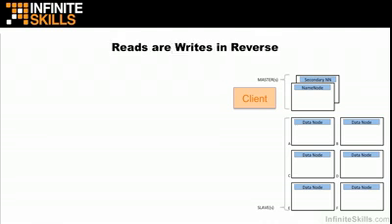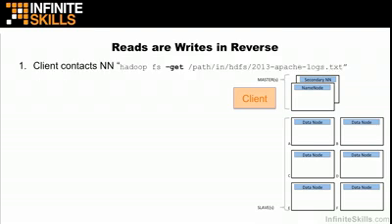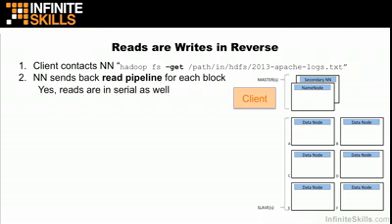Think of reads as writes in reverse. The client contacts the name node, this time with the get operation, to a specific path in HDFS. Again, this path right here, path in HDFS, exists only in the name node's memory. It is no specific directory on the name node or the data nodes themselves. The name node again sends back a read pipeline for each block. The reads also happen in serial.